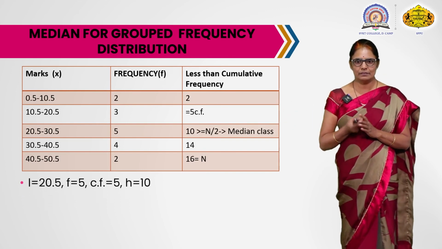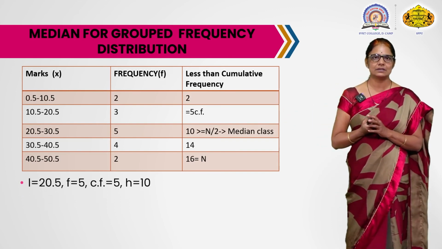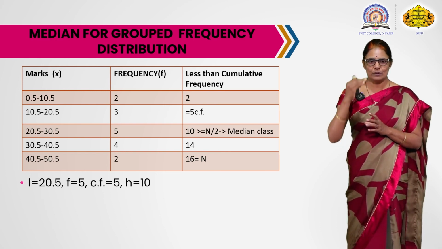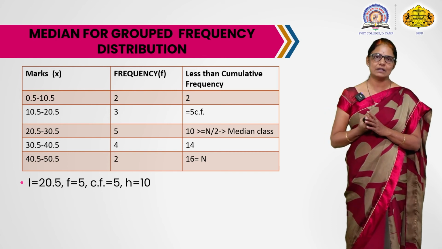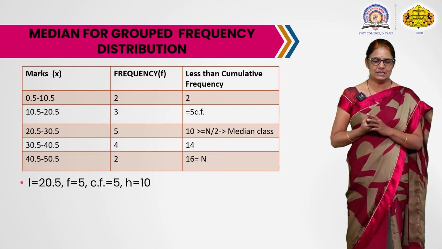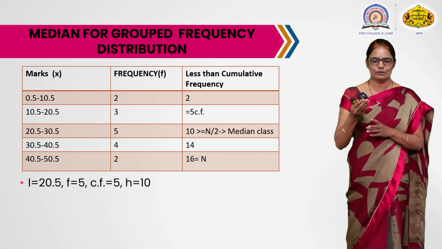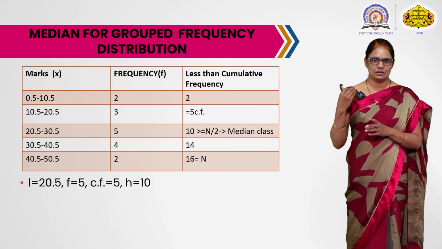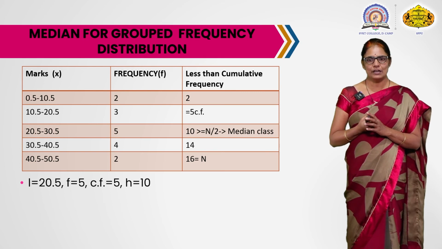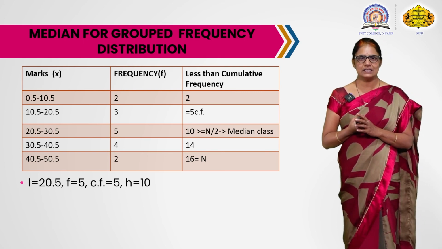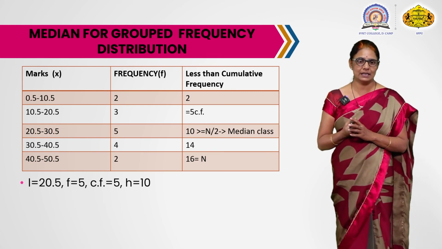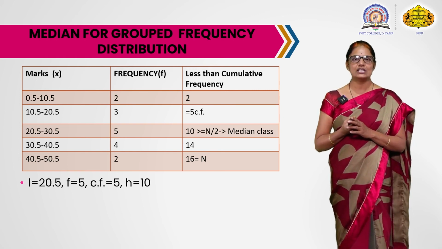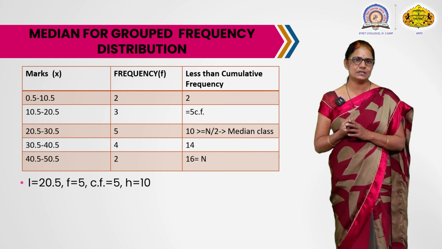So here observe the median class. The lower bound of the median class is 20.5 because the first, second, third class is the median class. Corresponding frequency of the median class is 5. So f is 5. CF denotes the cumulative frequency of the class which is just previous to the median class. So the cumulative frequency is 5 here, and h is the width of the median class, which is 10.